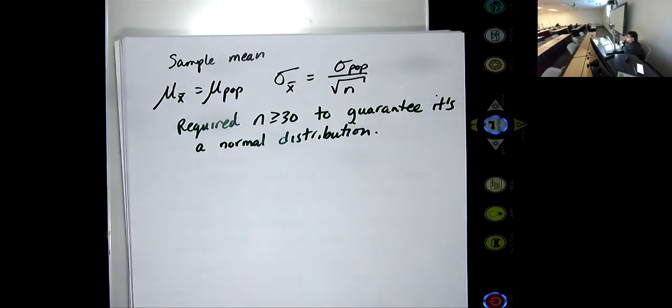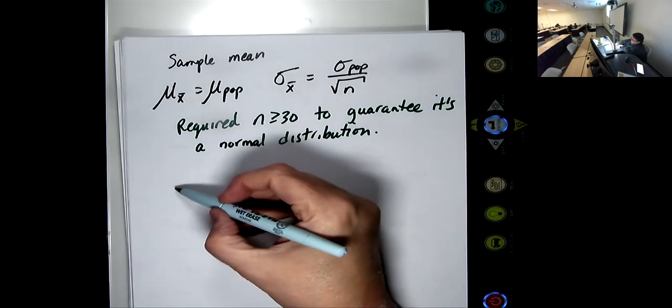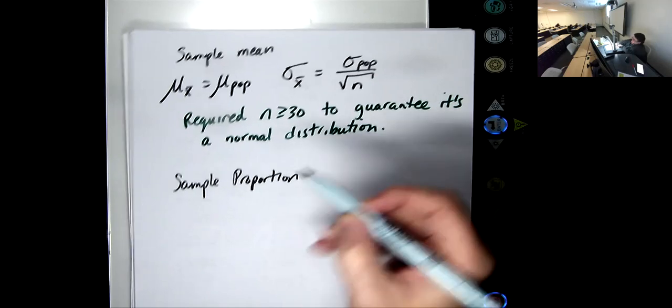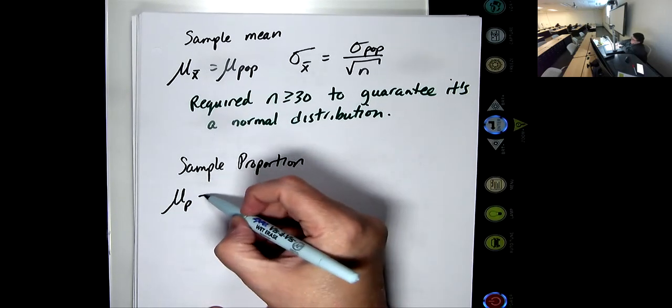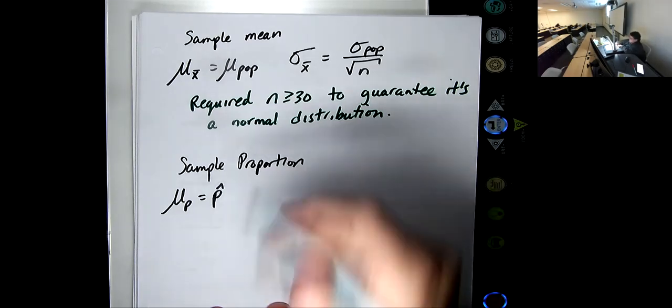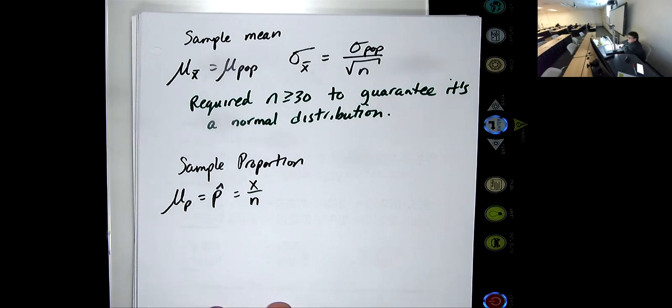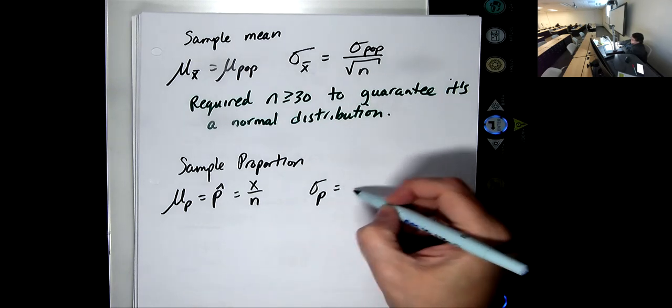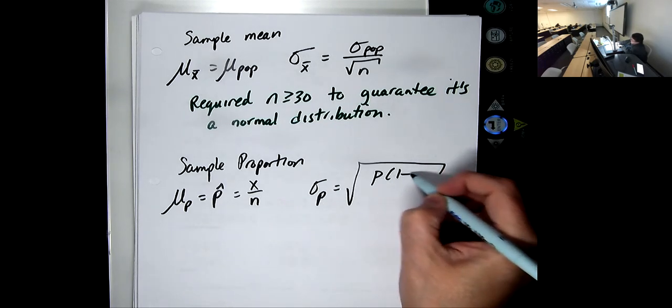Now, if they tell you it's a normal distribution already, you don't need to check that. For sample proportion, mu of p hat was p, which was the x over n if they gave you those. This last problem, they just gave us p without giving us x and n. Standard deviation was calculator work.